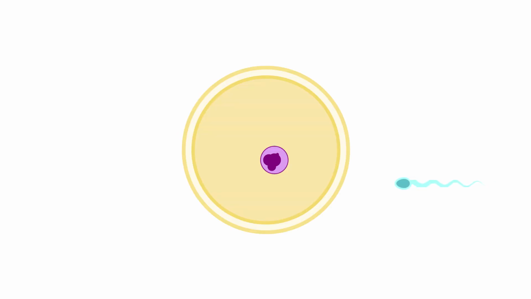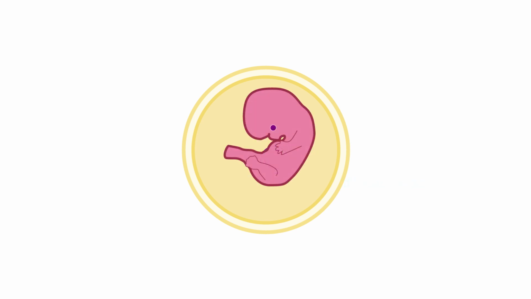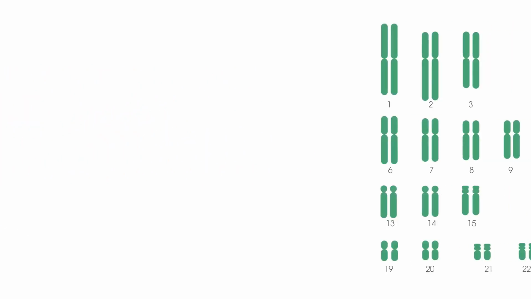If a mutation happens in a somatic or body cell, only this cell and its daughter cells will be affected. If a mutation happens in a sex cell or gamete and fertilization happens, then all of the cells of the embryo or fetus and a baby will carry this mutation. This is what happens in Down syndrome.